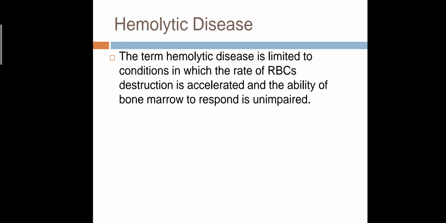The term hemolytic disease is limited to conditions in which the rate of RBC destruction is accelerated and the ability of bone marrow to respond is unimpaired. Okay, what do you mean by hemolytic? Like blood related disease, so by name itself we can identify. So it is blood related disease in the newborn, where the RBC destruction is more compared to the RBC production from the bone marrow, which is less. So that is called hemolytic disease.